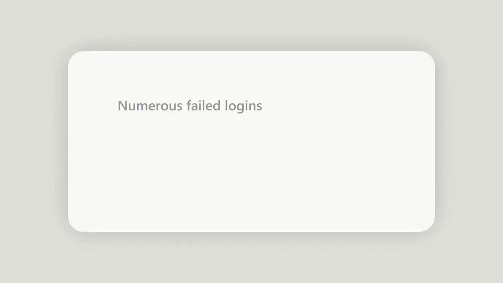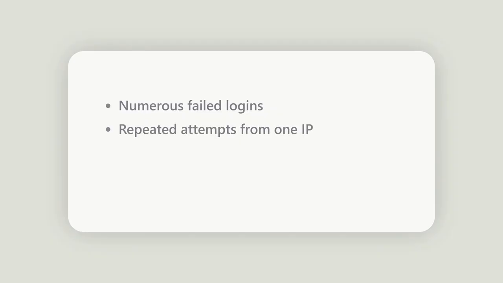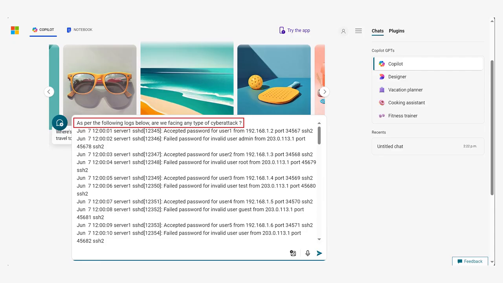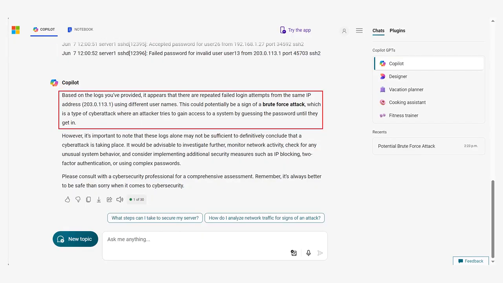Logs of these attacks typically show a high volume of failed login attempts, repeated attempts from a single IP address, and the use of various combinations of characters as passwords. Now, let's ask Copilot if there's any indication of an attack in the logs we gathered earlier. In this example, Copilot responded that based on the logs you provided, it appears that there are repeated failed login attempts from the same IP address using different usernames. This could potentially be a sign of a brute force attack.